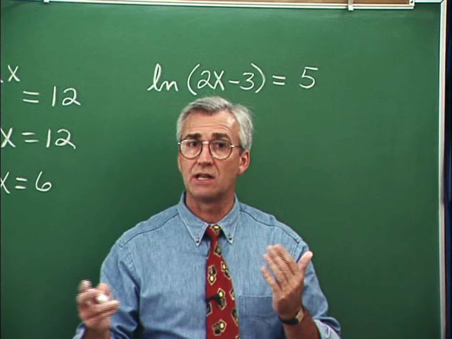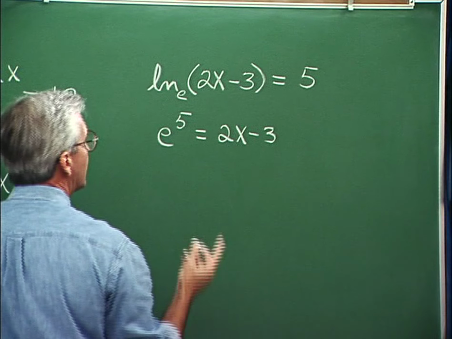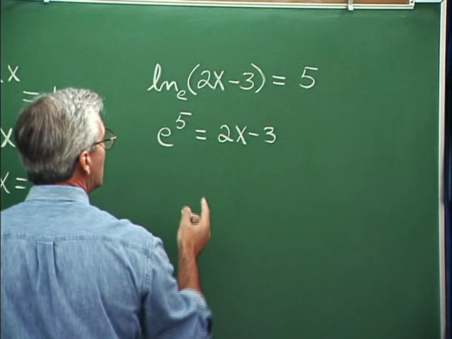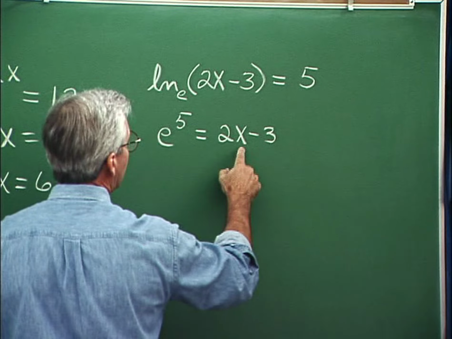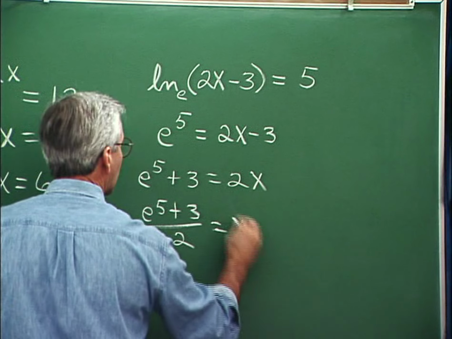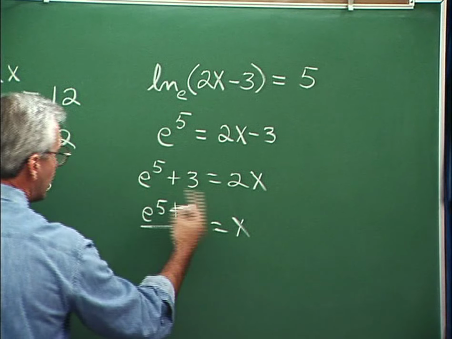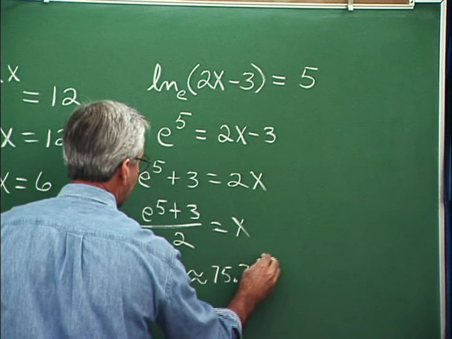Now let's understand that this is base e, so this is e to the 5th power equals 2x minus 3. Now, e to the 5th power is just a number in the calculator. This is just a constant of some kind. So we're going to treat it like that and solve for x. So it's e to the 5th plus 3 equals 2x, or e to the 5th plus 3 over 2 equals x. And then punching the calculator for this, we find x to be approximately 75.707.